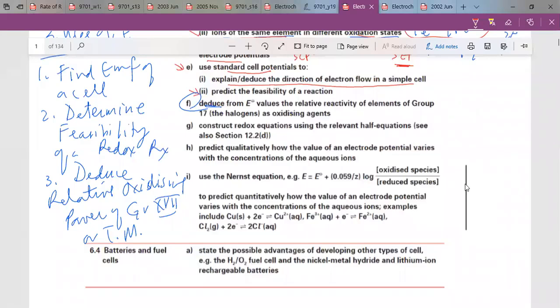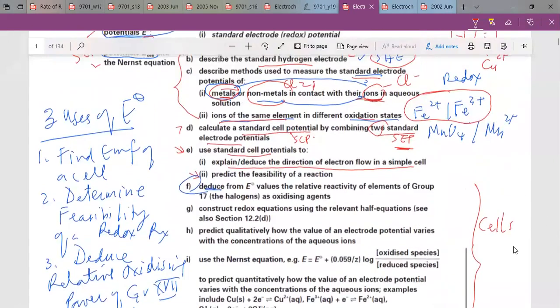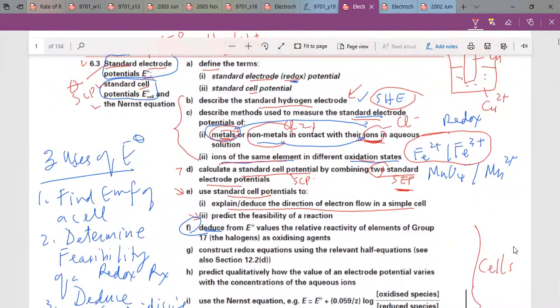Hi guys, today we're going to finish off this whole part here, okay? All right, before we go to batteries or electrolysis, these are all cells, right? So we have derived the electrode potential, the first one here, the standard electrode potential of a half cell. Standard electrode potential, right? And from this, we say, well, what's the use?